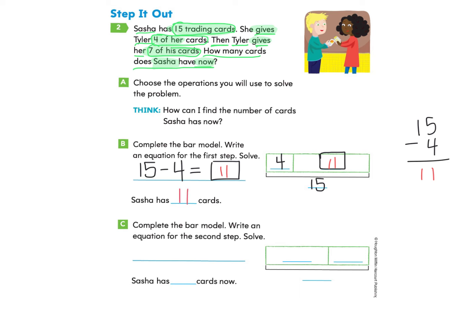But then something else happens, right? She has 11 cards, and then Tyler gives her 7 of his cards. So let's take a look at part C. Complete the bar model. Write an equation for the second step and solve.